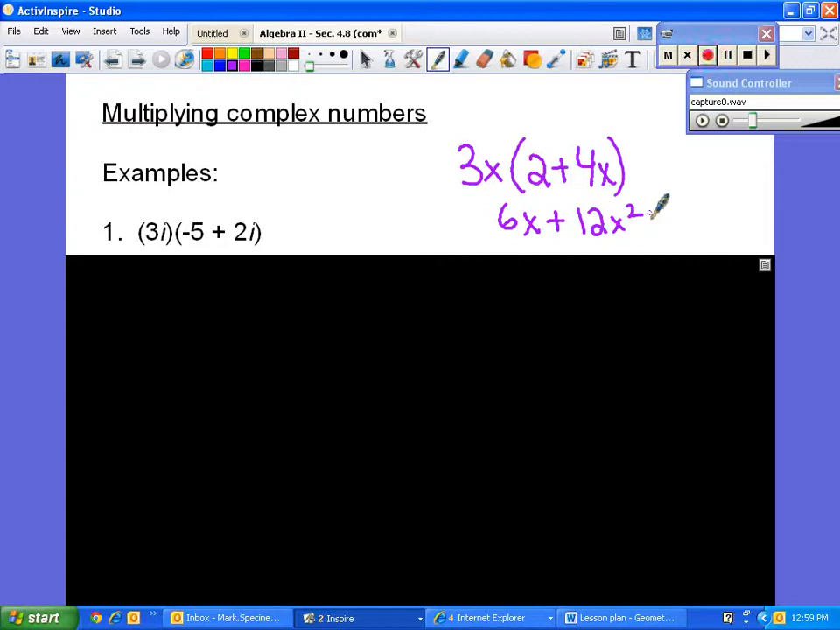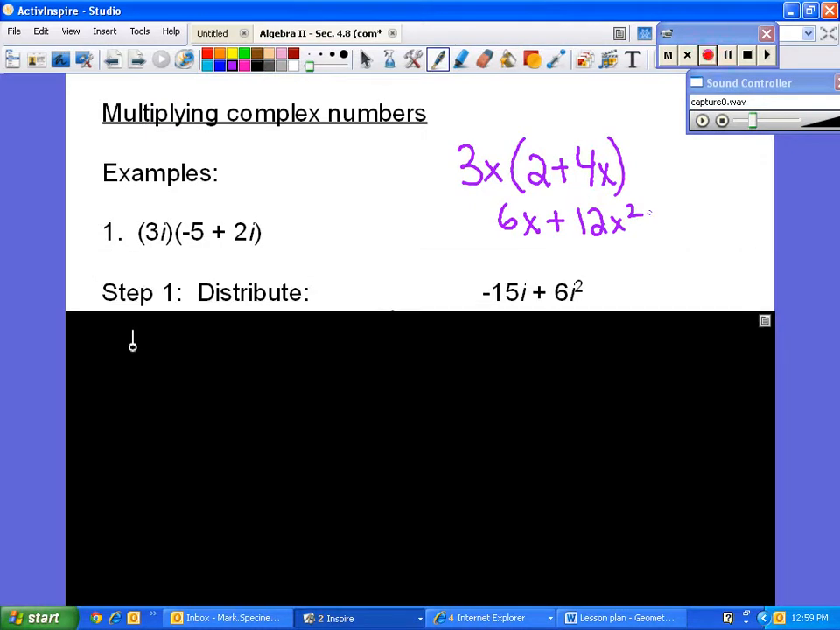But we're going to do the exact same thing, except instead of there being x's, there's an i. So the first thing I'm going to do is distribute. So I get negative 15i plus 6i squared. Now, it would be nice if we were finished, but when we deal with i, we can continue.